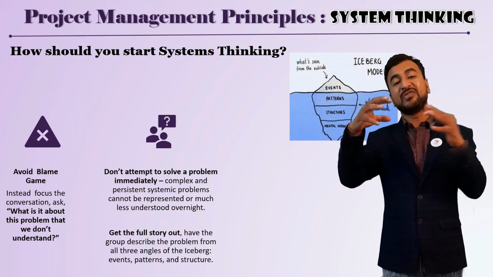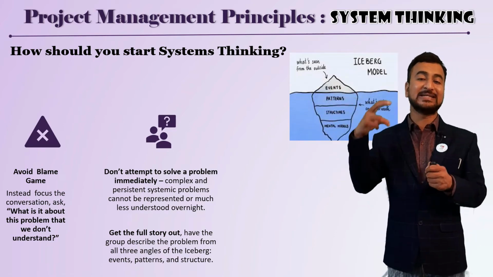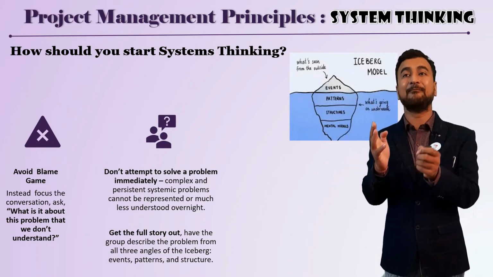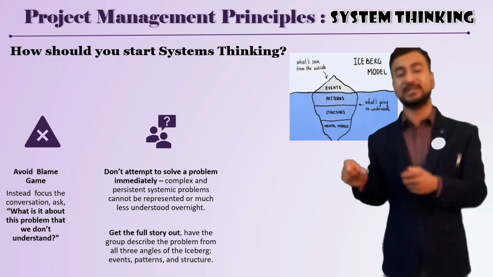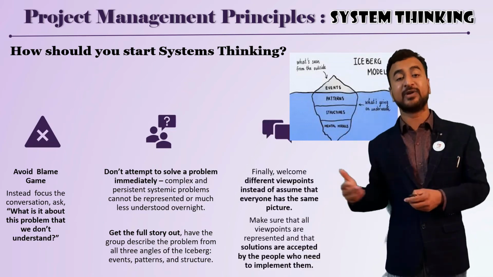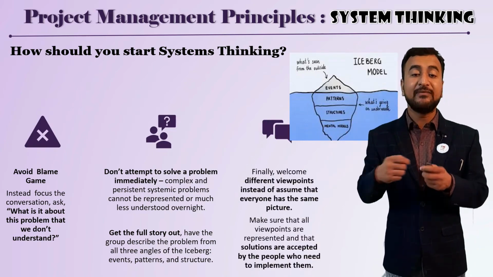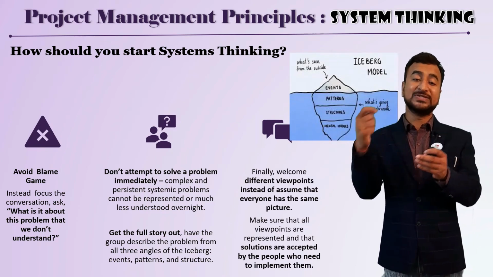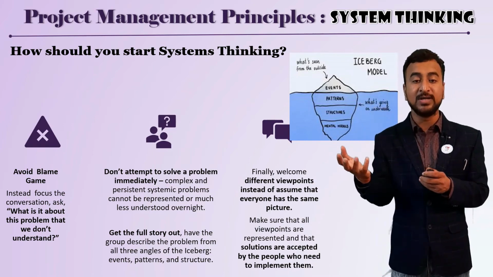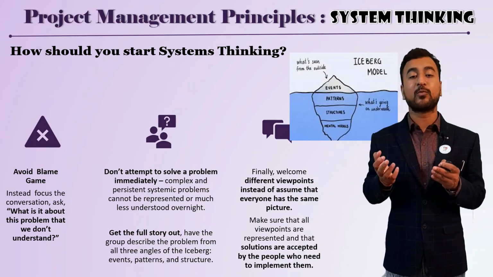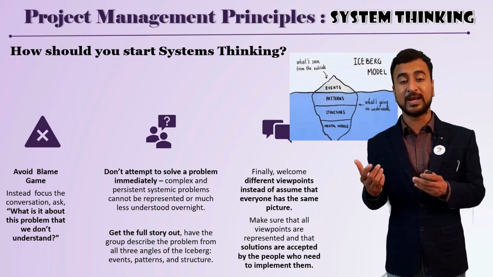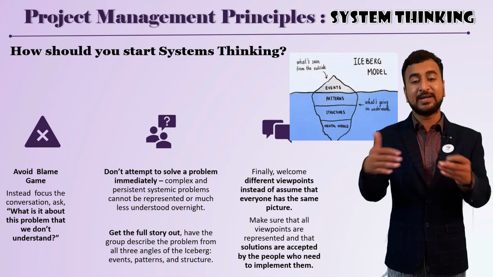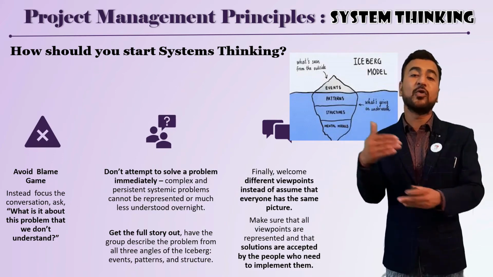So you have different viewpoints to understand this event, right? So don't jump and try to come up with a biased idea that this is the problem, this is the reason for that. Try to understand different options. Finally, welcome different viewpoints. Instead of assuming that everyone has the same points, try to get different viewpoints from the different stakeholders, do a brainstorming exercise, and after that come up with a solution that is accepted by the ones who are going to implement it.